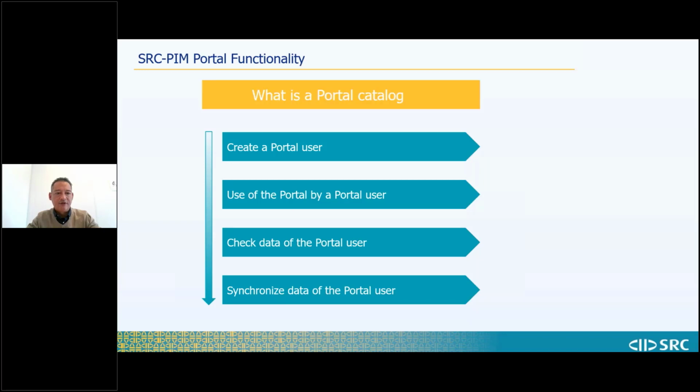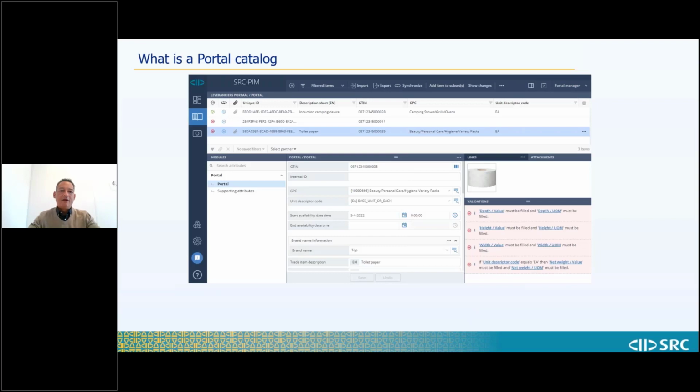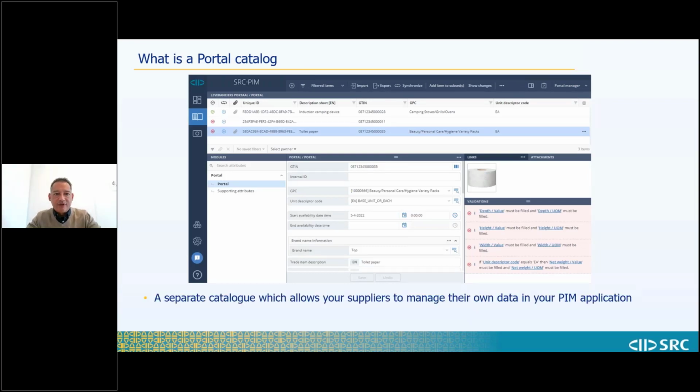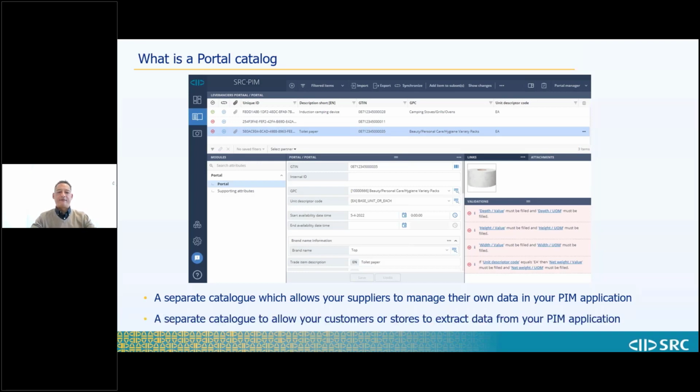So let's start with the first thing. What is a portal catalog? A portal catalog is a separate catalog within your application, which allows your suppliers to manage their own data in your PIM application. So they get access to a specific catalog in which they can enrich and create their items. So you only have to evaluate or review the data they have filled in. It's also possible to create a portal catalog for your customers or stores to extract data from your PIM application.